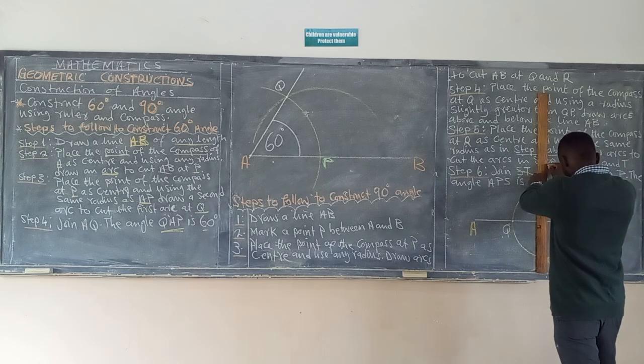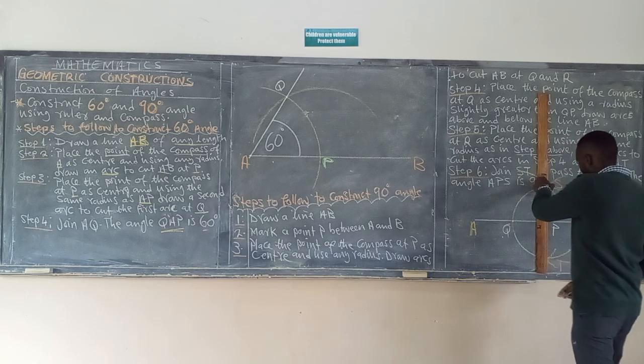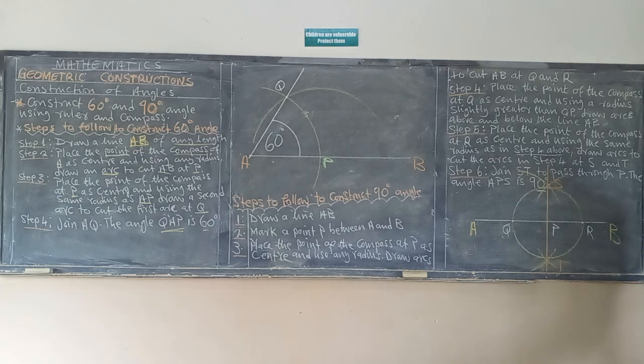Let me use a different color. A straight line like that. Like that. Have you seen this line we have drawn? This is S here and this is T. Then it means that now you have done what the construction is asking you to do. You have constructed that part.